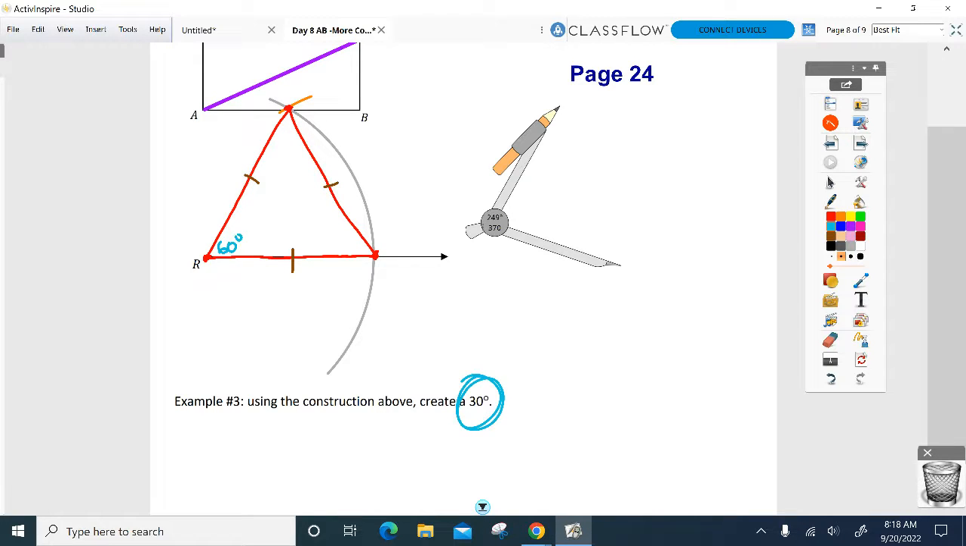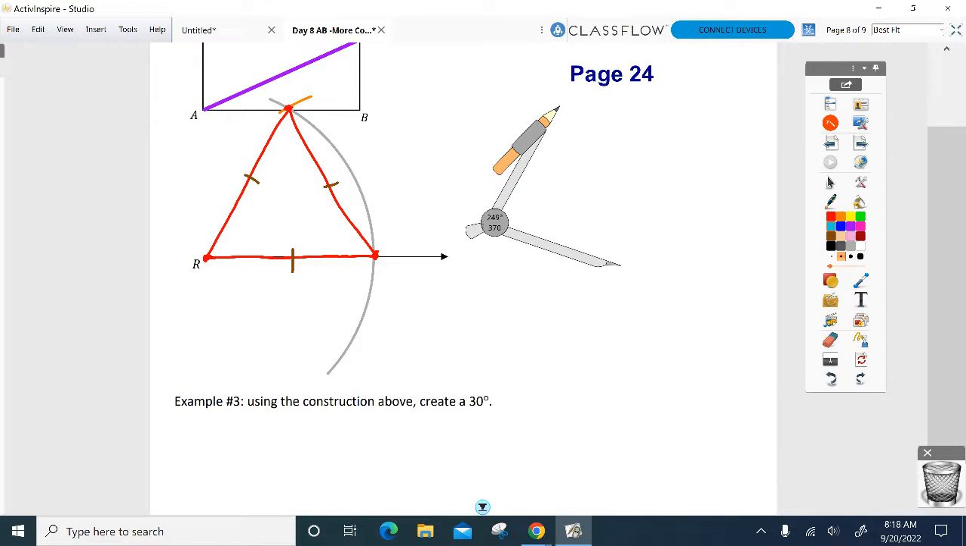I'm asking for 30. How do I get there? Vocabulary term. I got 60, looking for 30. How do I get there? I need a bisector. Cut it in half, right? Which we know how to do, we just need to review. So we're going to take this 60 degree angle, bisect it, and I'm going to have two what angles? That's how I get the 30 now. All right, so take your compass.